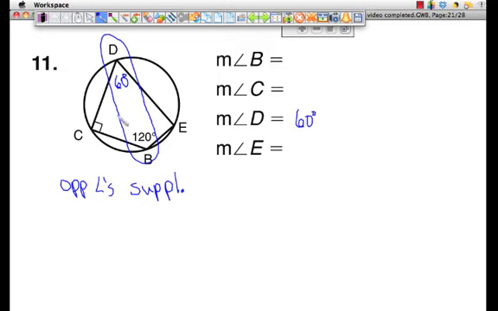120 plus 60 makes 180. And then when you try to do this one, angle C and angle E together, they are supplementary. And when you take 180 minus 90, you get 90 for this one. Angle E is 90. 90 plus 90 makes 180. Angle B they already gave us was 120, and angle C they already gave us was 90. So those are all the missing answers.